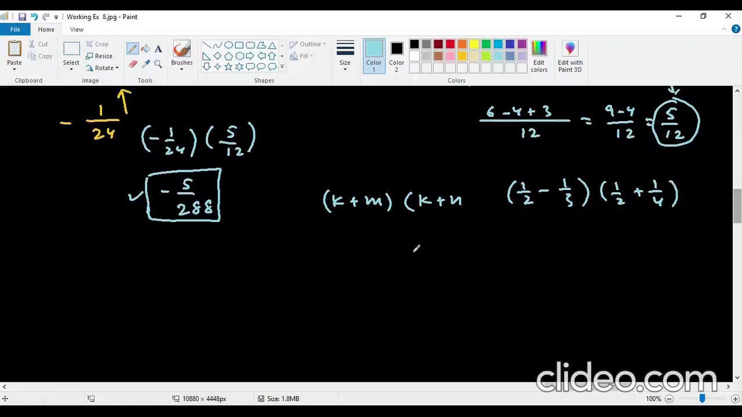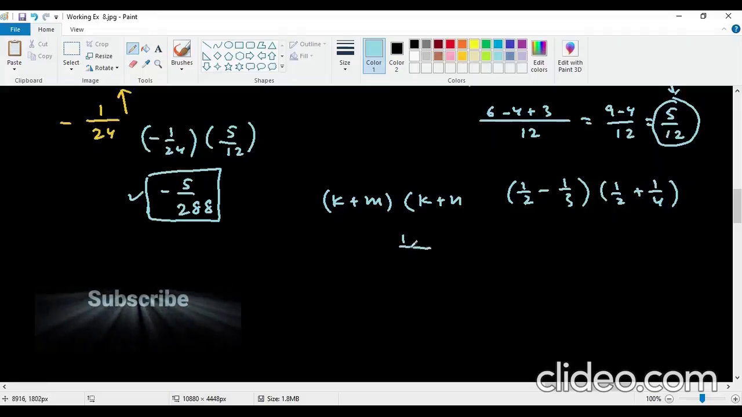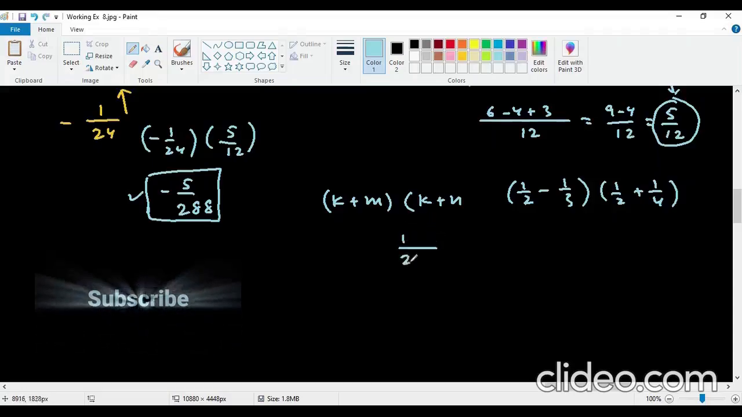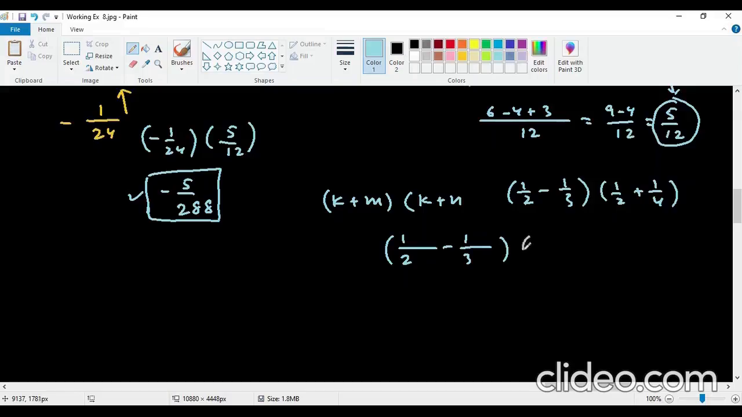So now I'm solving this part separately. That means I'm doing the same thing once again. I'm writing this 1 over 2 with a little bigger line, something like this. 1 over 2 minus 1 over 3 in the bracket itself, and 1 over 2 with a little bigger line, and plus 1 over 4 with a bigger line.